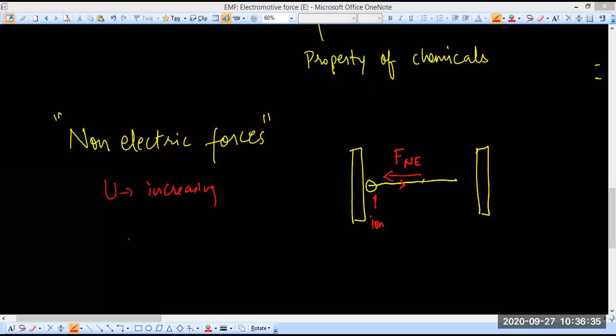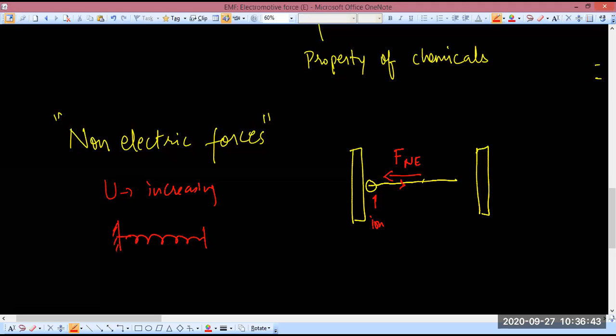Think about it, everybody. If there is a spring like this, in its natural state, and you put a block here and try to push it, the spring will apply force in this direction, but you will make the block move towards the left side. So the potential energy of the spring will increase. And that's what we are talking about here. It's similar to that.